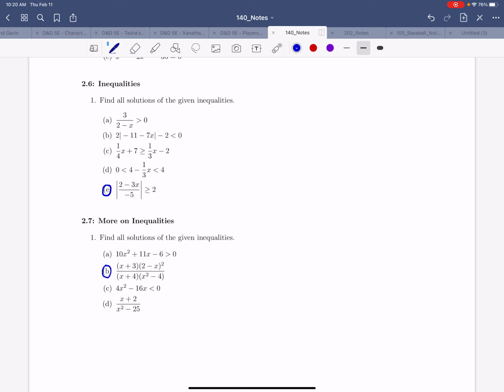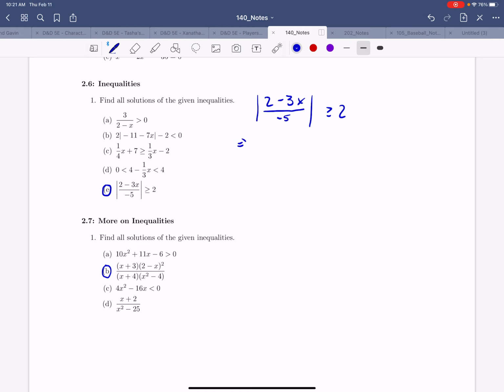You want to find all solutions of the absolute value of (2 minus 3x) all over negative 5 is greater than or equal to 2. The goal is going to be to get it in the form of x is greater than or equal to this, or x is less than or equal to that, or whatever.